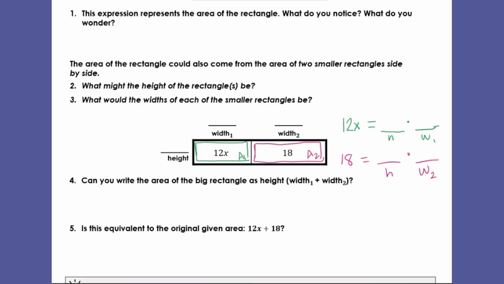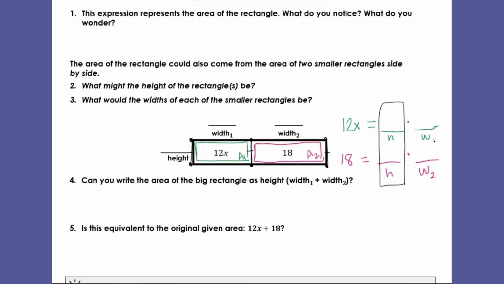So when I say they share a height, hopefully you can see from the picture here that from here to here is going to be the same distance as from here to here and the same distance from here to here, right? Just thinking about the properties of a rectangle. So all these heights are the same. So if we know these are the areas, we're trying to find a height that would be a number that essentially goes into both 12x and 18.